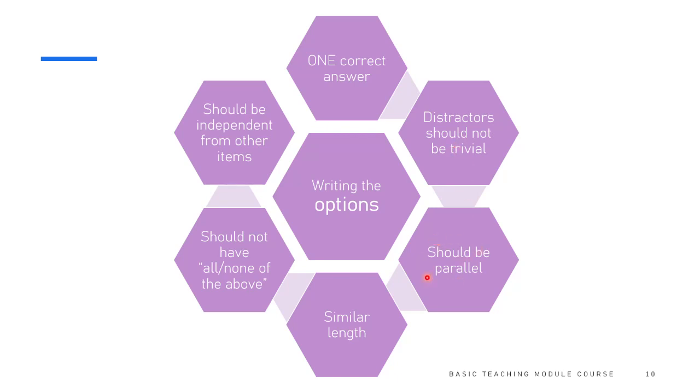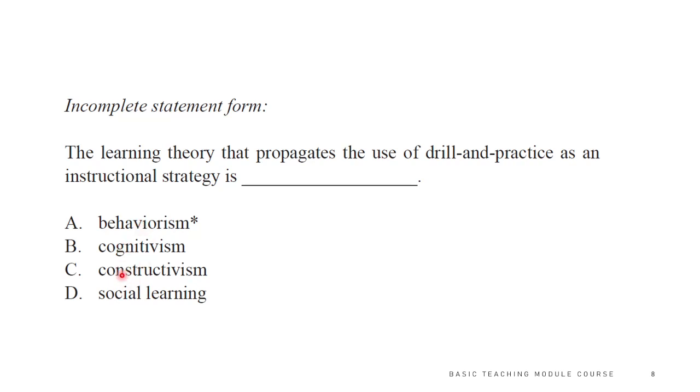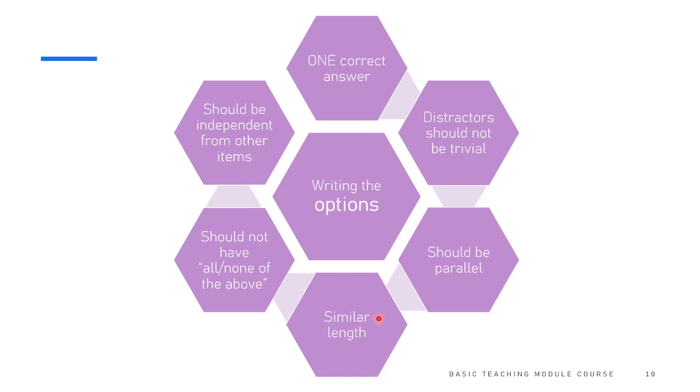It should be parallel. That means the form of the words should be parallel. As you can see here, these are all parallel. That means mostly "ism" concepts, and social learning is also equivalent to "ism" concepts as well. So that's what it means by parallel. It should be of similar length. One option should not be very long, as it can give a clue that it might be the key to the answer. One of the options should not be "all or none of the above," and it should be independent from one item to another.